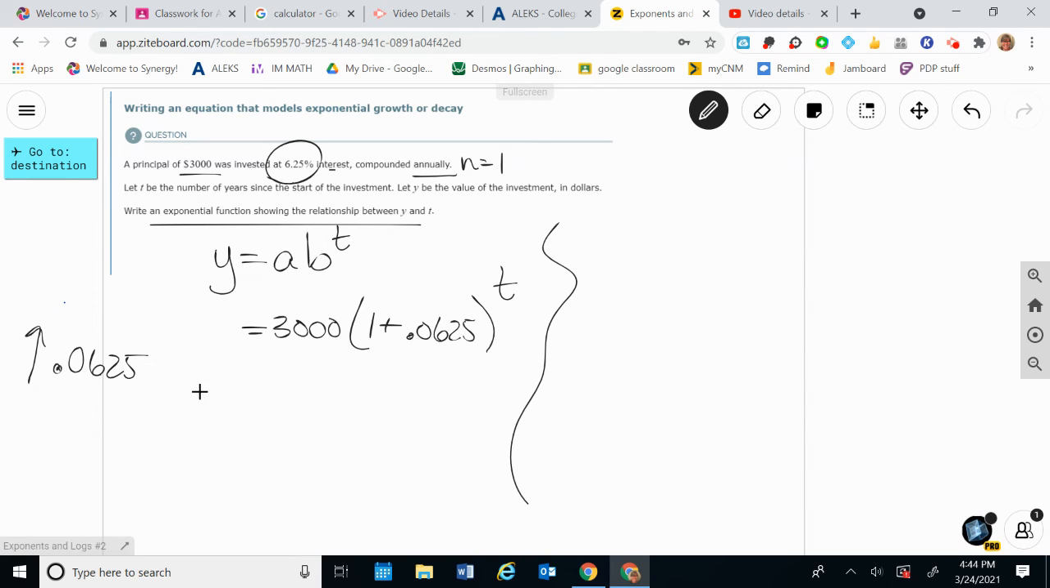Let y be the investment in dollars and write an exponential function showing the relationship between y and t. So this is how you do it with the exponential equation. If you understand it, go for it. Okay, that's just saying that this is an increase. See, increase. So you could also do it with this.